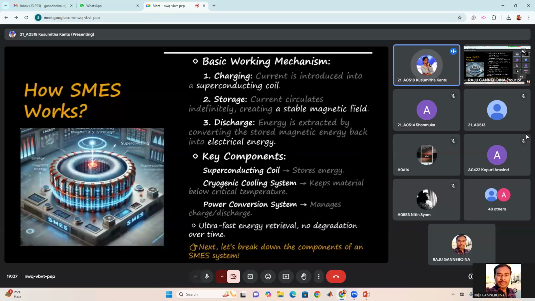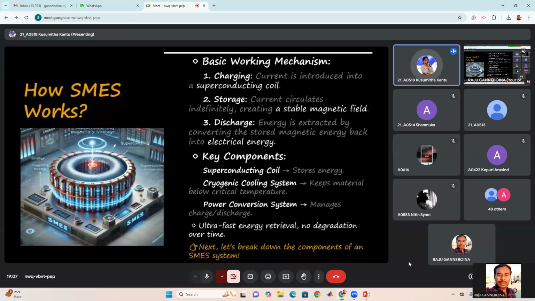And then key components here are a superconducting coil that holds and maintains the energy, and then the cryogenic cooling system that helps to keep the system cold for superconductivity, and then a power conversion system to control charging and discharging. And SMES provides ultra fast energy retrieval and does not degrade over time.